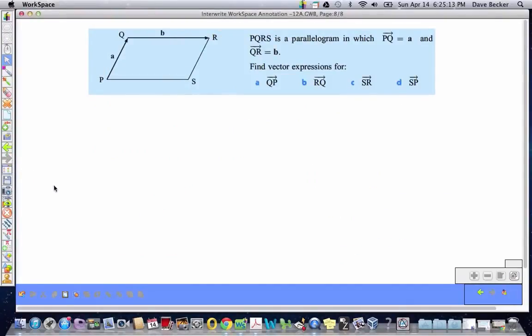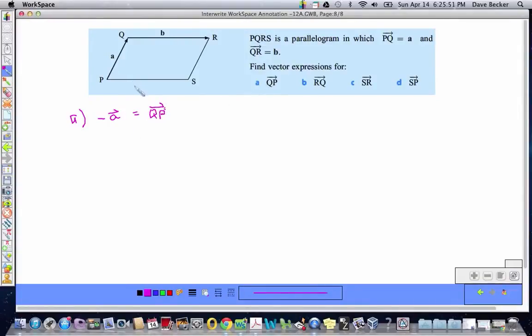Okay, and our last example. PQRS is a parallelogram in which PQ equals A and QR equals B. Find vector representation for all of these. So we're going to find vector representation for QP. Well, given what we have, I could write negative A is equal to QP.